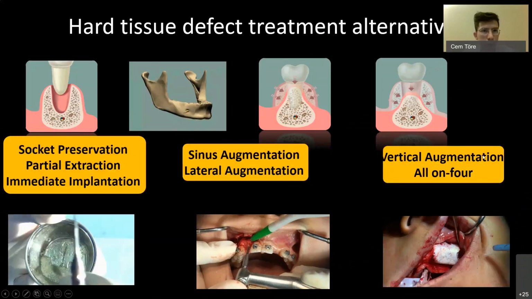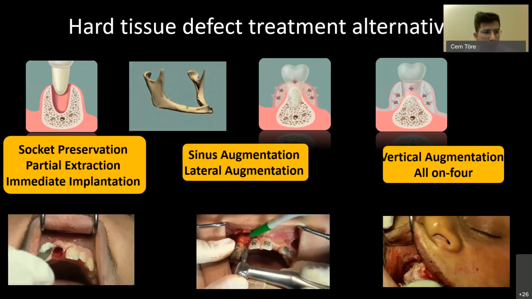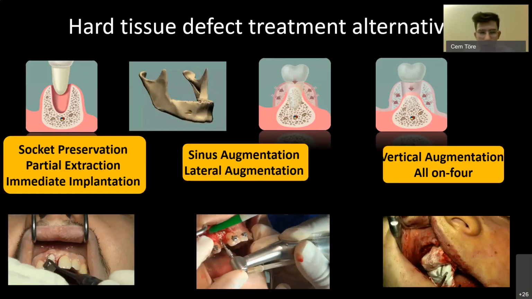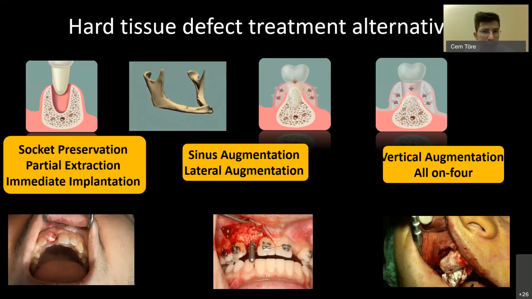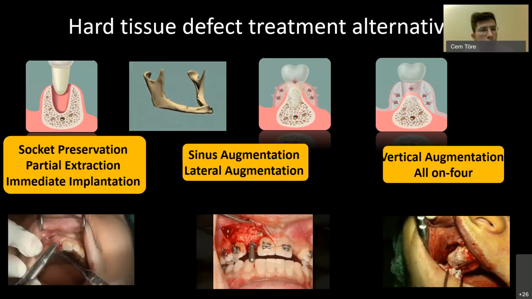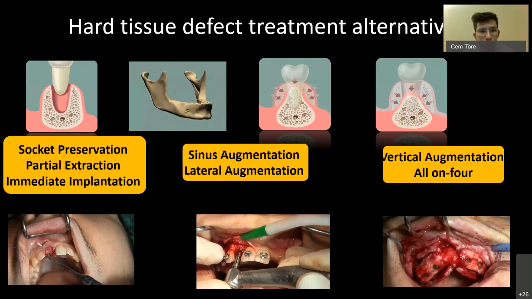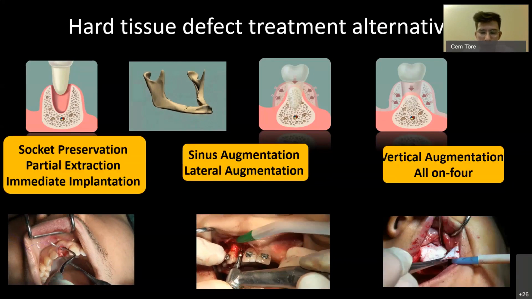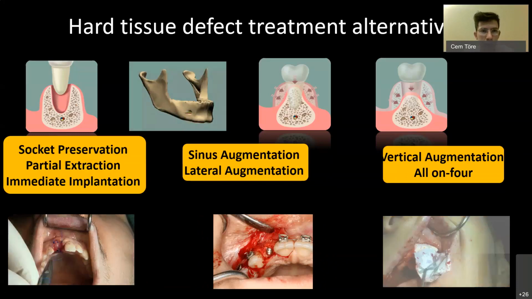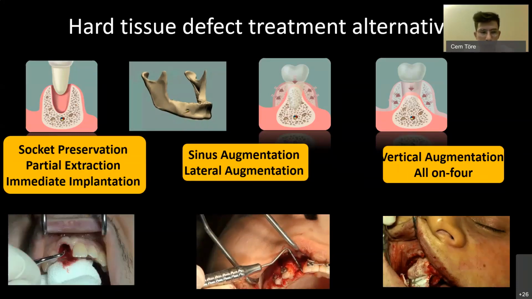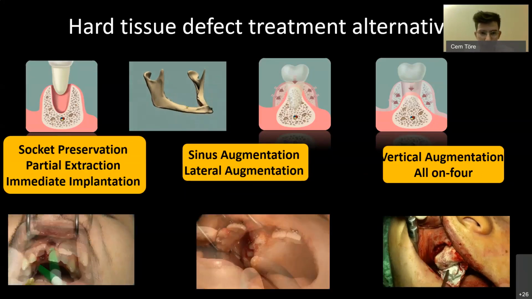So how do we treat hard tissue defects? We have the first group, as you can see on the left: socket preservation, partial extraction, and immediate implantation. These are mainly treatment alternatives which, if you catch the patient at the right moment, when we are taking out the tooth, and we prefer one of these treatments, we will not have hard tissue defects to treat to begin with. So in that aspect, it's sort of like an interceptive treatment.